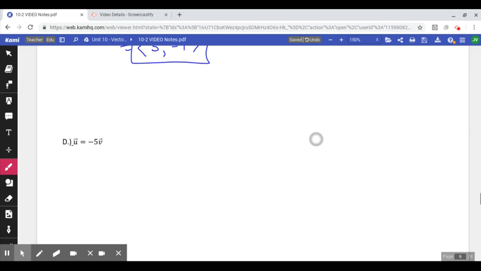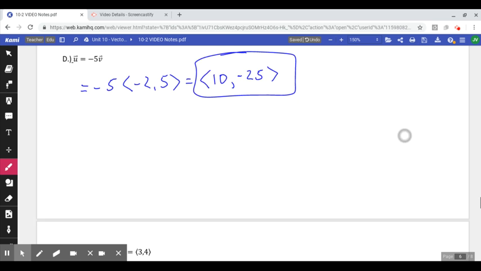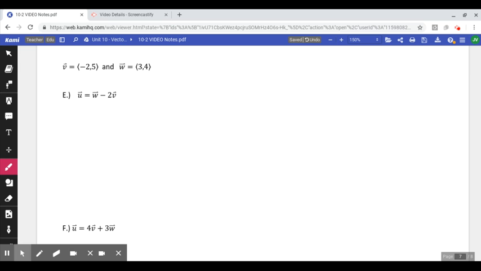Moving on to part D, vector u is going to be -5, which is a scalar multiple, times vector v. So vector v was -2, 5. So we'll just multiply the -5, the scalar multiple, times both the x and the y component. -5 times -2 is 10, and -5 times 5 is -25. A little reminder there at the top of each one of those vectors.